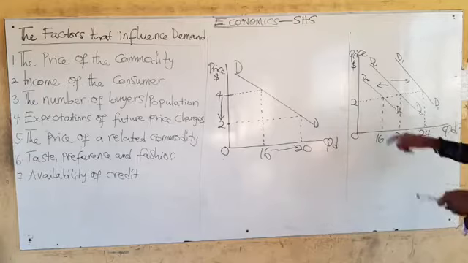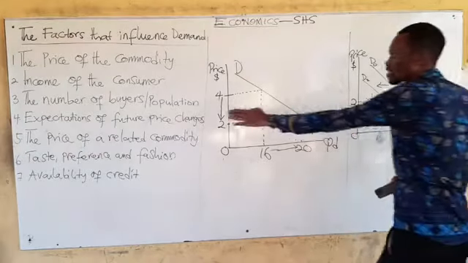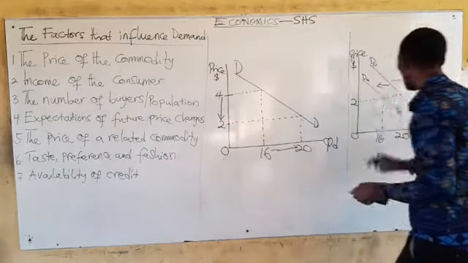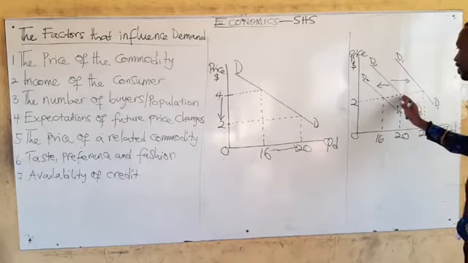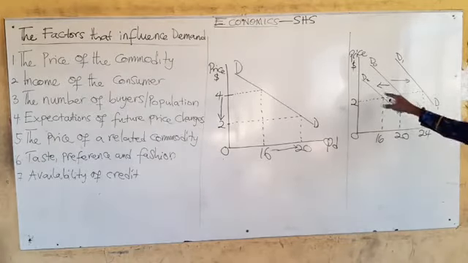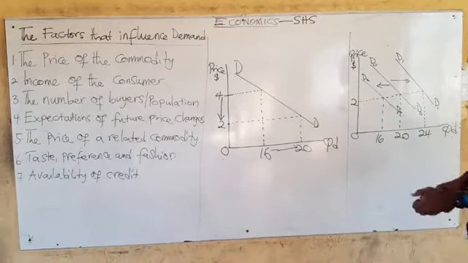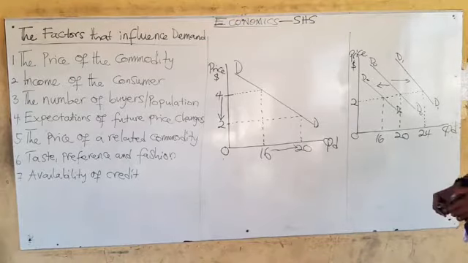Okay, that is it. All the unfavorable things that will happen to these factors that influence demand will cause the demand curve to shift from the right hand side to the left hand side. In this case, D0 to D2. Any unfavorable cause will cause the demand to fall. Let's take note of that.